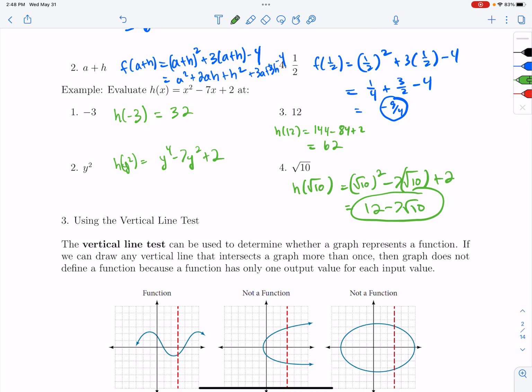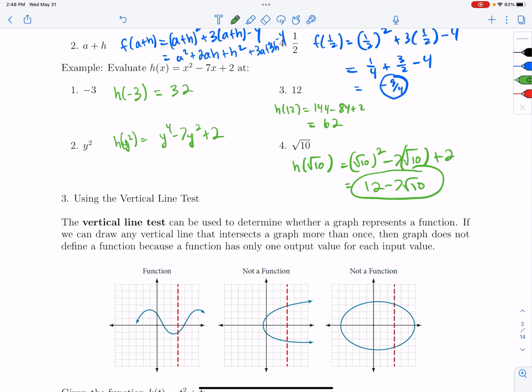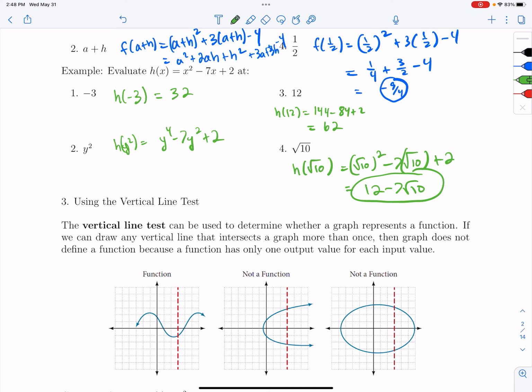The next thing to discuss is how we can tell whether a given graph represents a function, and we can do that with the vertical line test. So the vertical line test can be used to determine whether a graph represents a function. If we can draw any vertical line that intersects a graph more than once, or in more than one spot, then the graph does not represent a function.